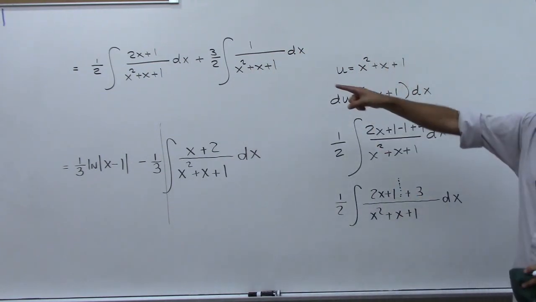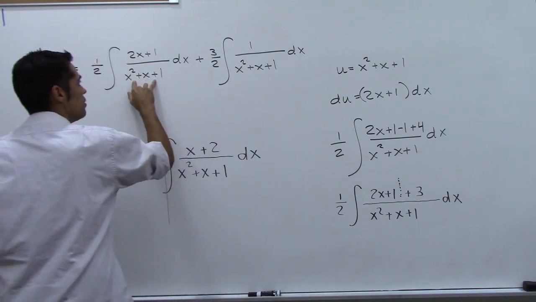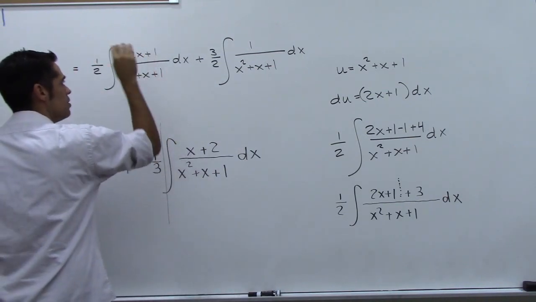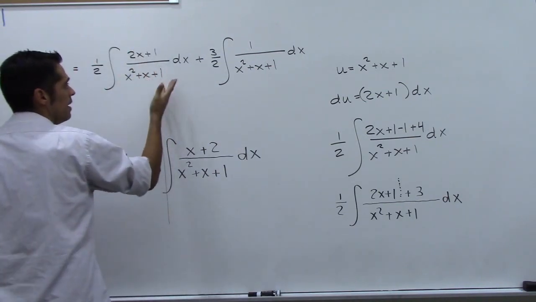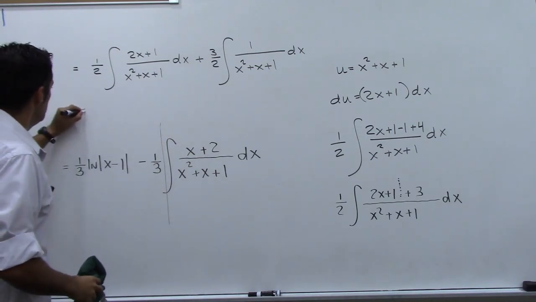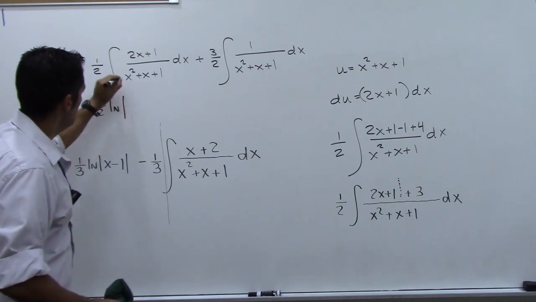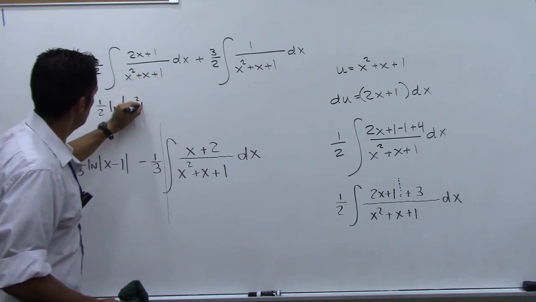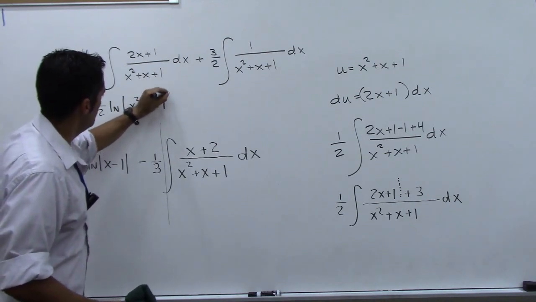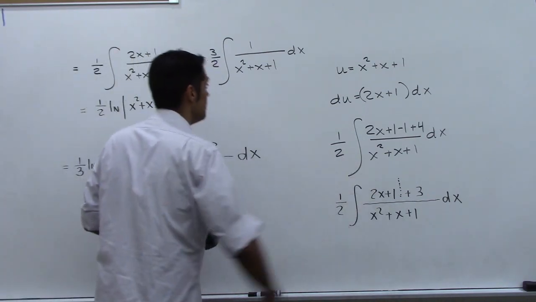All right, the first one is easy because u is the bottom, and the derivative of u is on top. It's just 1 over u du. The antiderivative of that is natural log. So I know that this one's going to be 1/2 natural log of the u, which was x squared plus x plus 1. And that's by design. I wanted it to do that. That's why I forced this to happen.